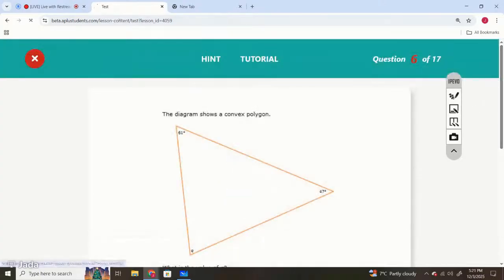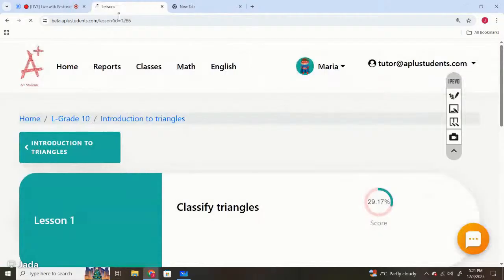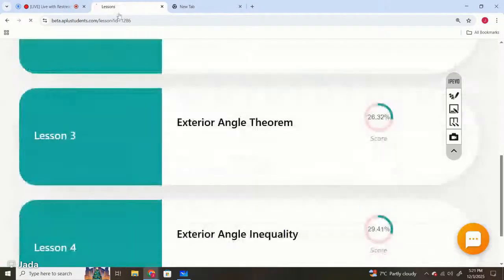Okay, you can complete the lesson by yourself later today. Let me just move on to the next lesson. The next lesson is exterior angle theorem.